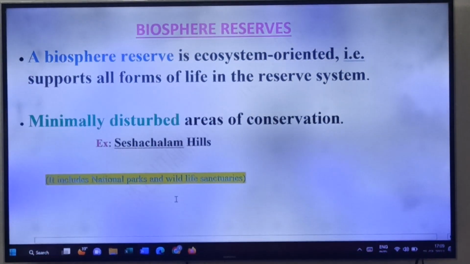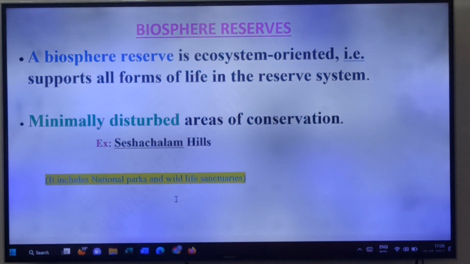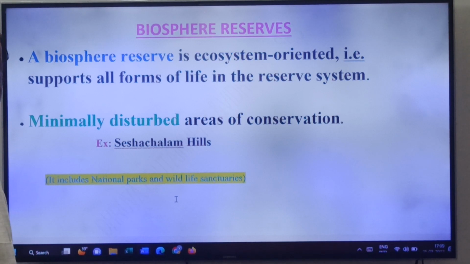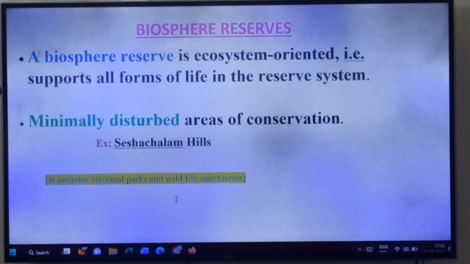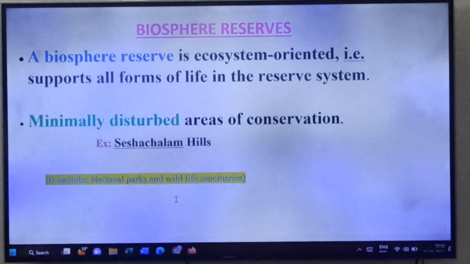Simple. Biosphere reserves. So biosphere reserve, it is ecosystem oriented. Means what, friends? It supports all forms of life in the reserve system. This is a reserve system, friends. The reserve supports all forms of life in the reserve system. Okay? Minimally disturbed areas of conservation.